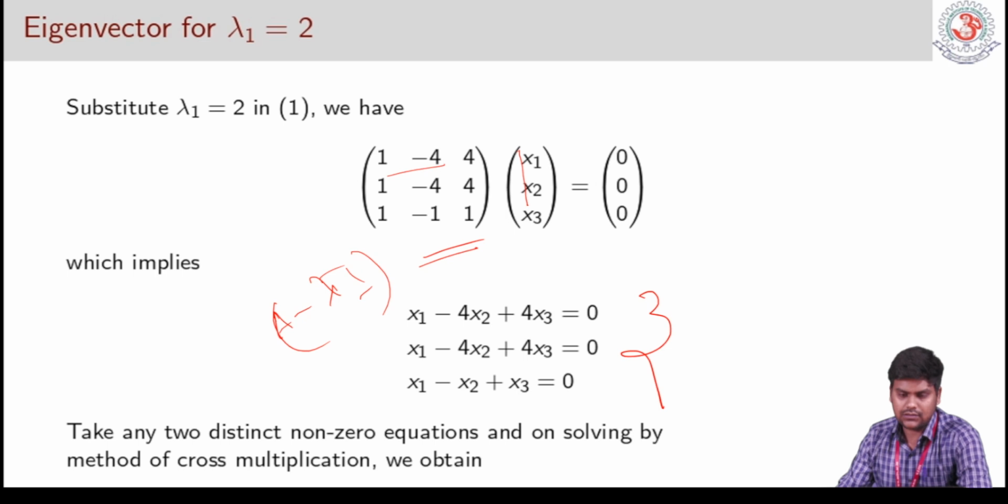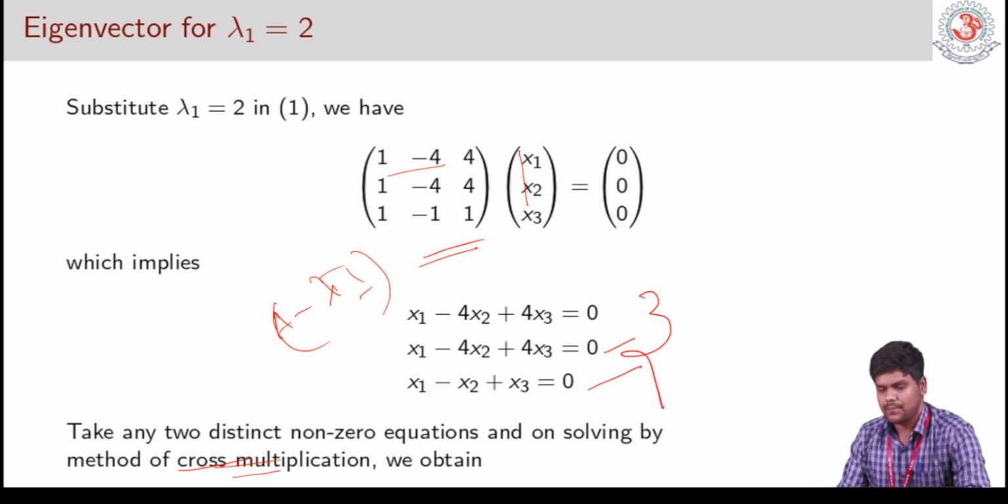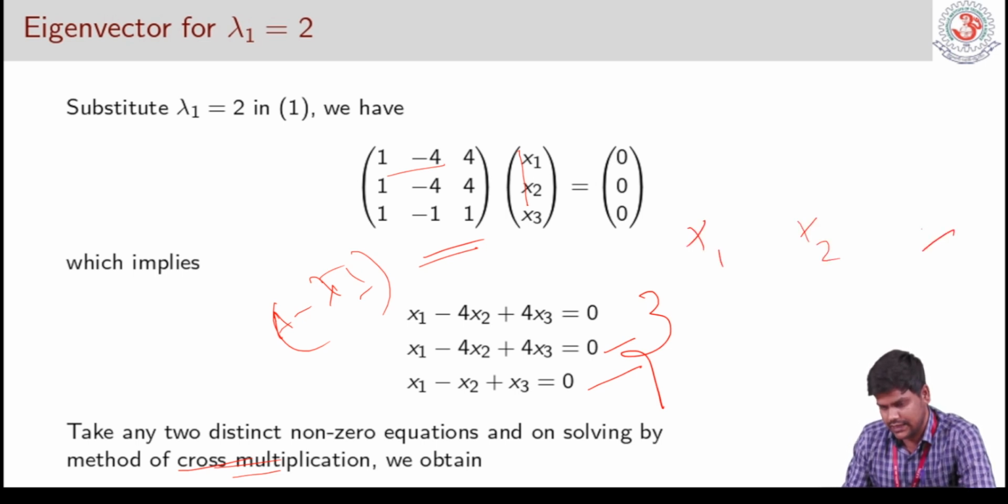To solve these three equations, we are going to use, as usual, the method of cross multiplication. To use the method of cross multiplication, we need two non-zero equations. So for that, I'm going to consider these two non-zero equations. To solve these using cross multiplication, first write x1, x2 and x3.